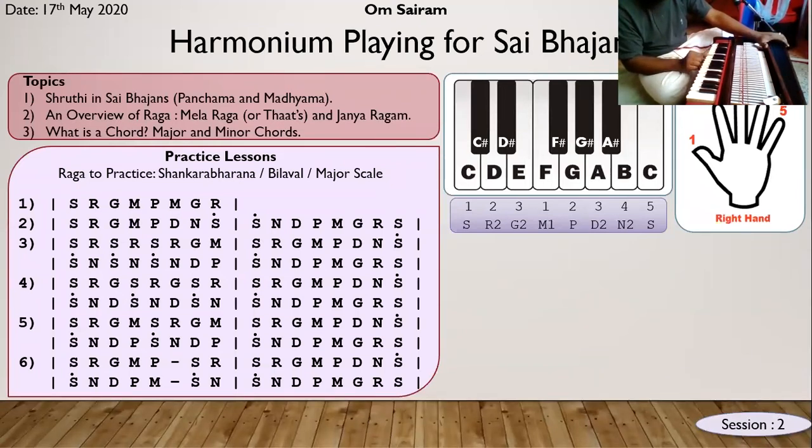So in Shankarabharanam, Sa is used, the second Re is used. There is an image you can see on the right side. You can see this image. Sa, Re two, Ga two, Ma one, Pa, Da two, Ni two. So except Ma, which is one, the rest are second Re, second Ga, first Ma, then second Da, second Ni, and Sa. So when you play this Sa, Re two, Ga two, Ma one, the Ma one can be played with the thumb, then Pa, Da two, Ni two, and Sa.